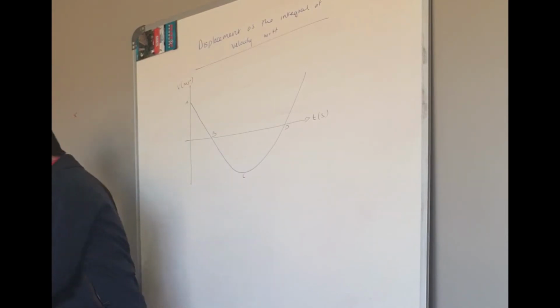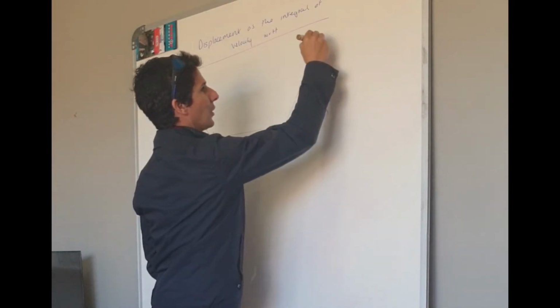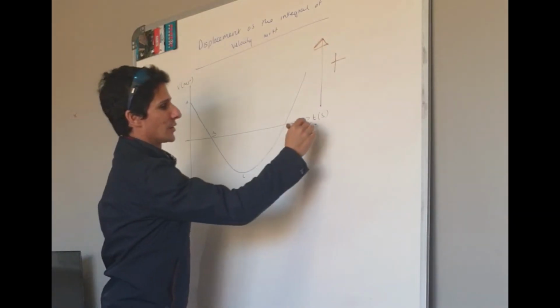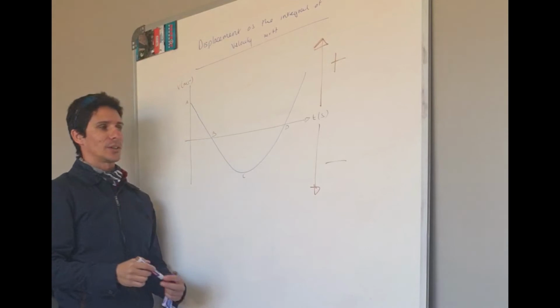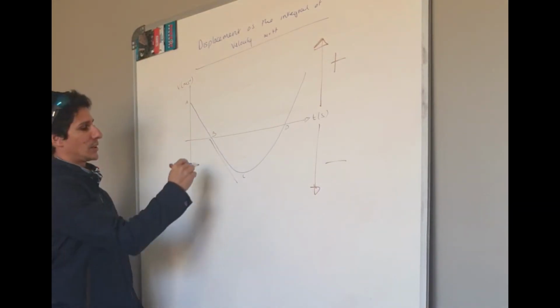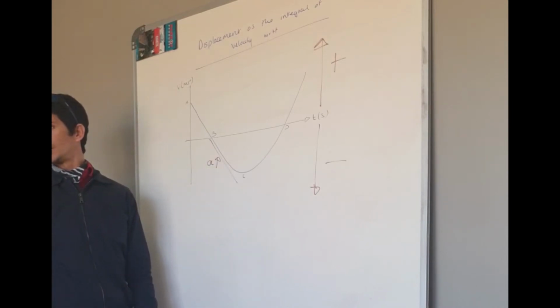So, with velocity, this means you are going in a positive direction. This means that you're going in a negative direction, right? A negative gradient in this one means that you are actually accelerating. You're just accelerating in the wrong direction.